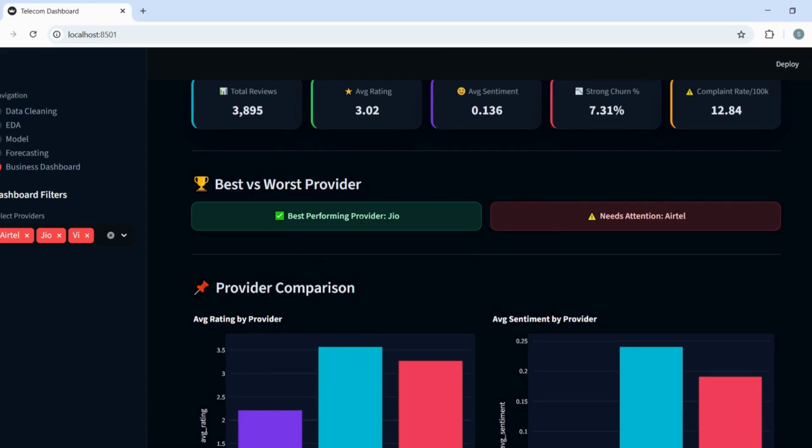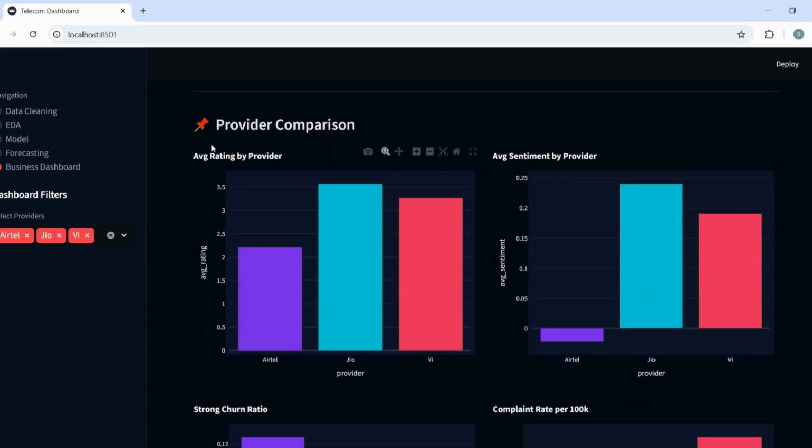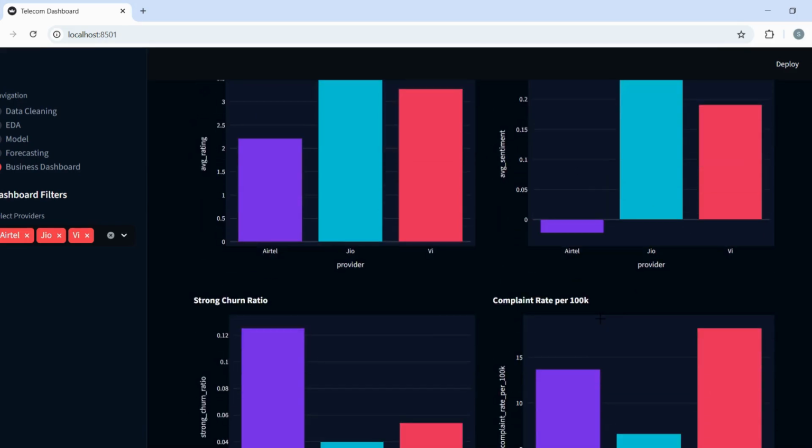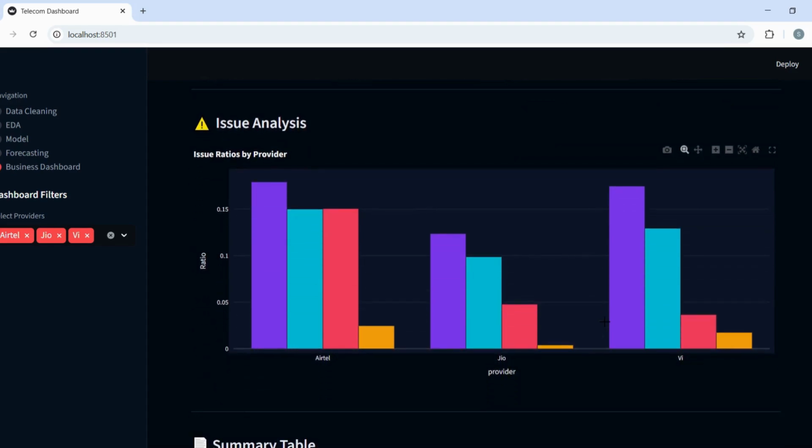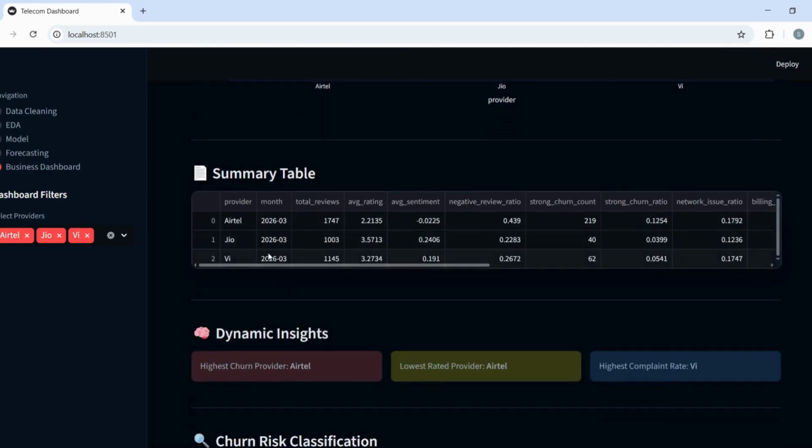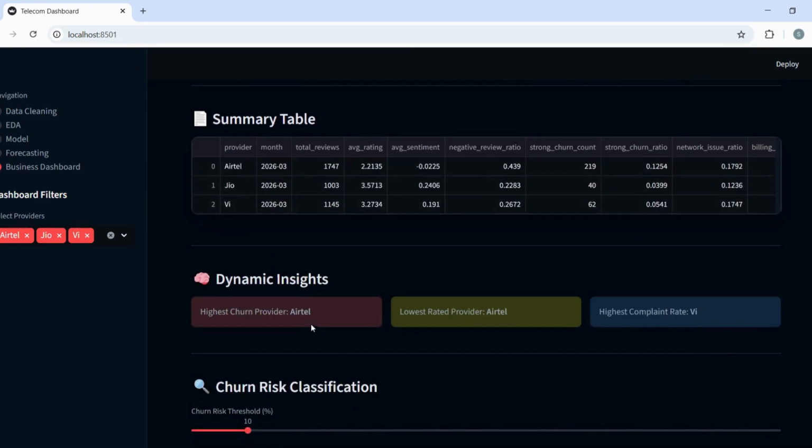Best and worst providers. Here the best performing provider is Jio and Airtel needs attention. There is also provider comparison by average rating by provider and sentiment analysis. Here we can see the issue analysis based on network issue, billing issue, support issue and app issue. There are also dynamic insights where we can see the highest churn provider is Airtel and the lowest is Jio, using the scripts.